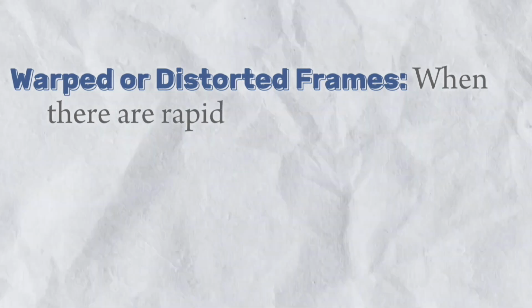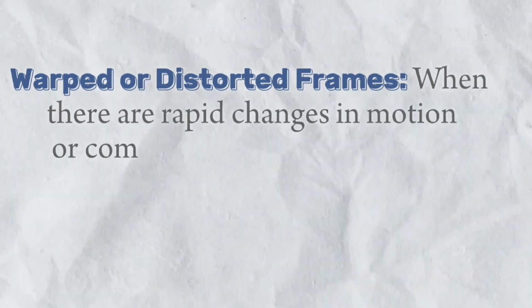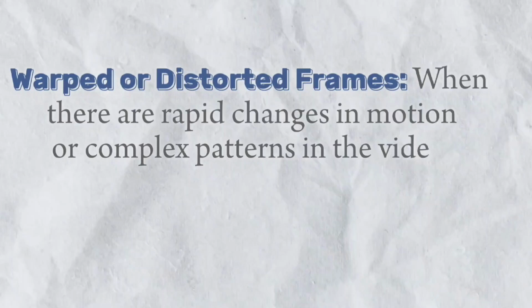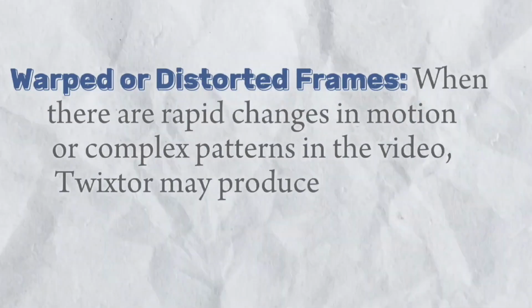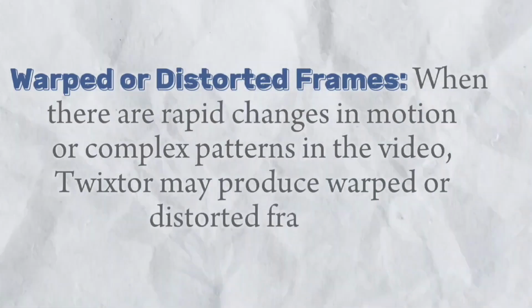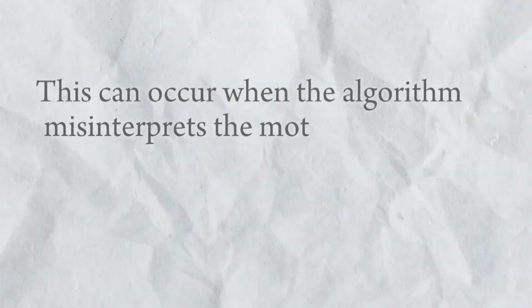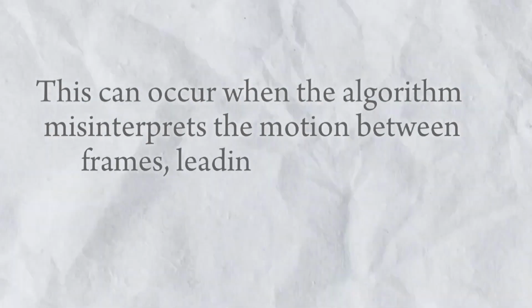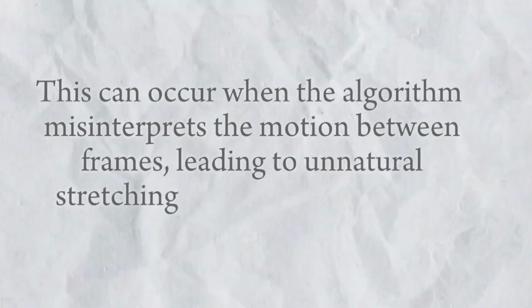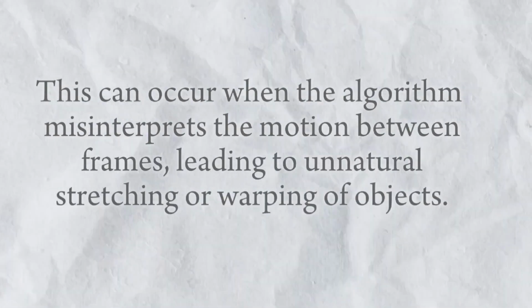Warped or distorted frames. When there are rapid changes in motion or complex patterns in the video, Twixtor may produce warped or distorted frames. This can occur when the algorithm misinterprets the motion between frames, leading to unnatural stretching or warping of the objects.